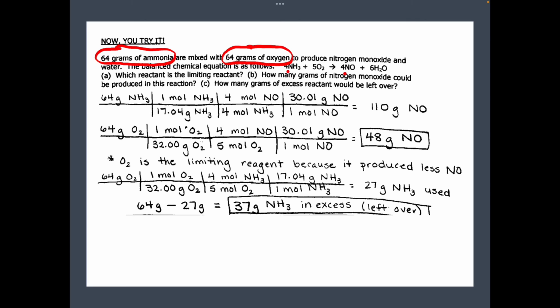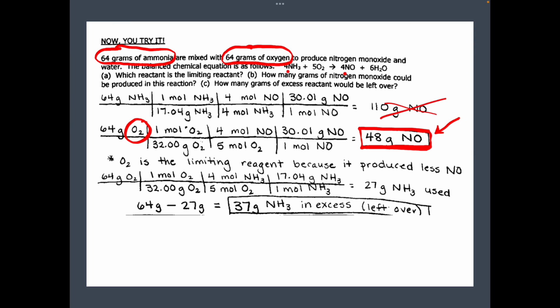We'll compare those two numbers, and we see that 48 grams of nitrogen monoxide is a smaller amount. Therefore, oxygen is our limiting reagent. Remember, when we see the smaller amount, that's the amount that will actually be produced. So when it says for part B, how many grams of nitrogen monoxide could be produced, it's always going to be the smaller one. We can't make 110 grams because we would run out of oxygen.